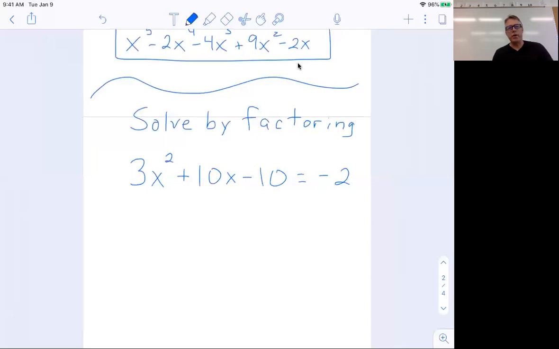Now, there are a number of different ways we can solve this. So I think in order, first, it is a quadratic. I'm going to get everything on one side. So I have 3x squared plus 10x minus 8 is equal to 0. So I moved that -2 over. I added 2 to both sides.